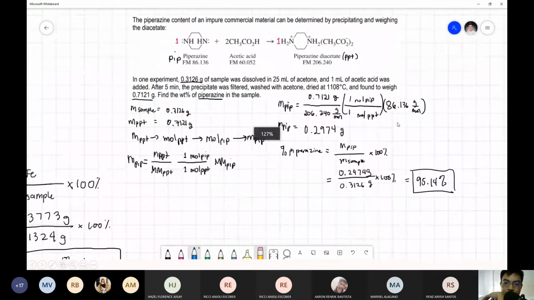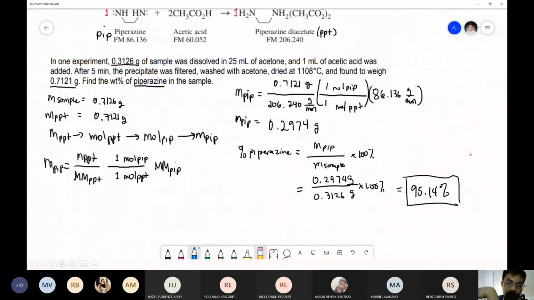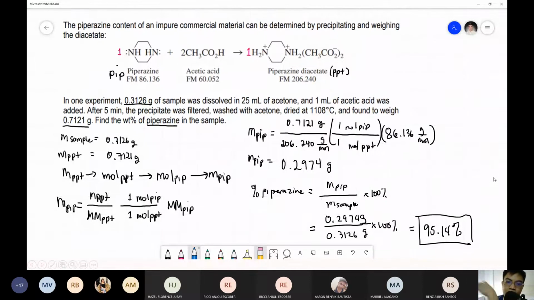As you can see, gravimetry is just stoichiometry. Stoichiometry with extra story. That's the more exact description. So, what is another application of gravimetry? Gravimetry, specifically precipitation gravimetry, can also be used in determining the percent composition of your mixture. For example, if you have two salts and you can't distinguish which one is which, you can use gravimetry with that.